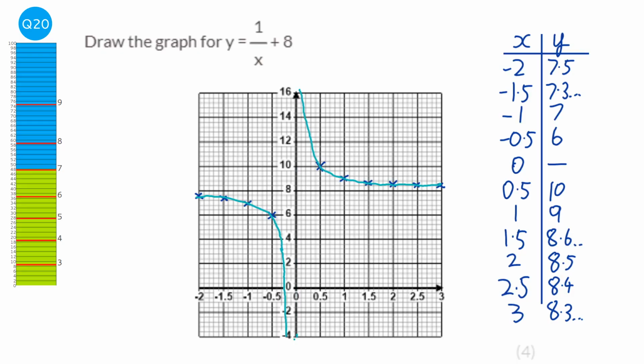And you can see here, the more points you've got, the better. And with reciprocals, really what we want is the points to be between 0.5 and negative 0.5 for this question. So we could do probably another coordinate at a quarter and minus a quarter would help us. And yeah, that's how you plot a reciprocal.